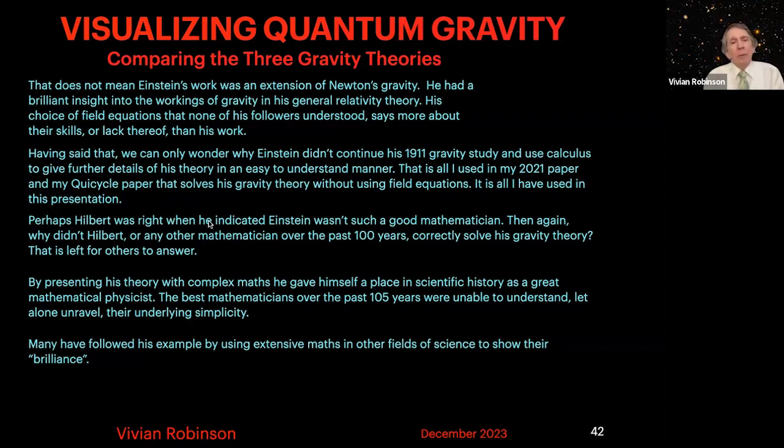Look, perhaps Hilbert was right when he indicated Einstein wasn't such a good mathematician. Then again, why didn't Hilbert, or indeed any other mathematician over the past 100 years, correctly solve his gravity theory? That is left for the others to answer. By presenting his theory with complex maths, he gave himself a place in scientific history as a great mathematical physicist. Well, the best mathematicians over the past 105 years were unable to understand, let alone unravel, their underlying simplicity.